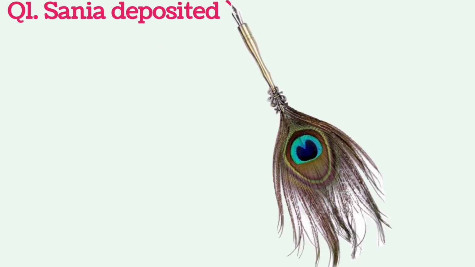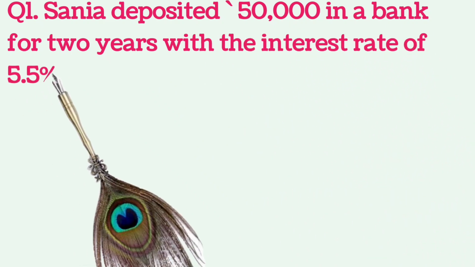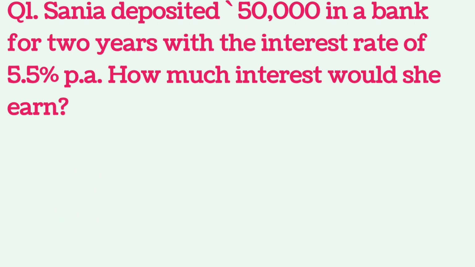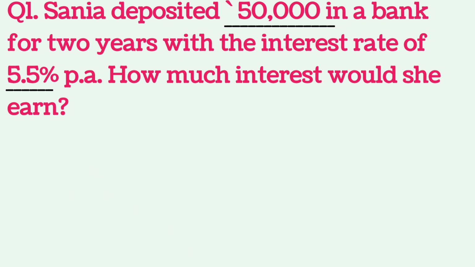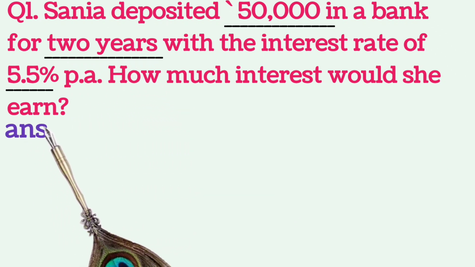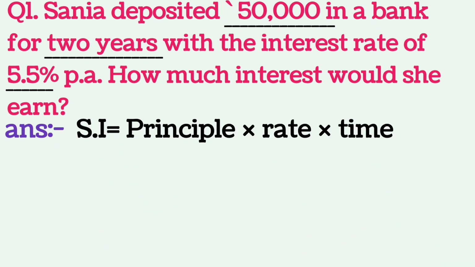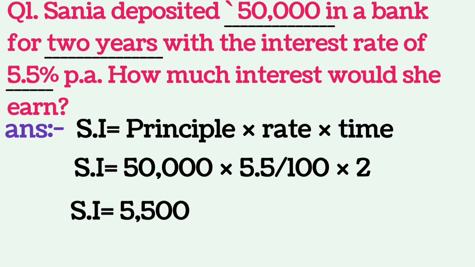Sania deposited 50,000 in a bank for 2 years with an interest rate of 5.5% per annum. How much interest would she earn? Here 50,000 is principal, 5.5% per annum is rate, 2 years is time. So if we apply the formula, SI is equal to principal into rate into time. The principal is 50,000, rate is 5.5 divided by 100, time is 2 years. So SI will be 5,500.